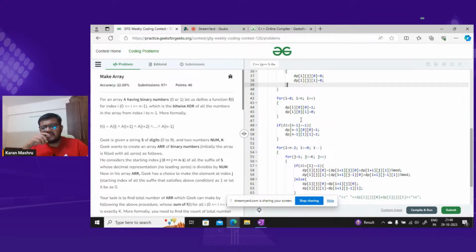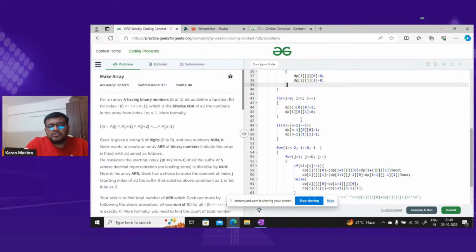Now what is the base case? If I want summation f value to be 0, starting with any suffix, I have only one possibility. What? Take all the digits as 0. If I want summation of f of I plus f of I plus 1 plus f of I plus 2 up to f of n minus 1 to be 0, individually all of them should be 0. That is only one possible way. From I to n minus 1, take all of them as 0. So there is only one possibility.